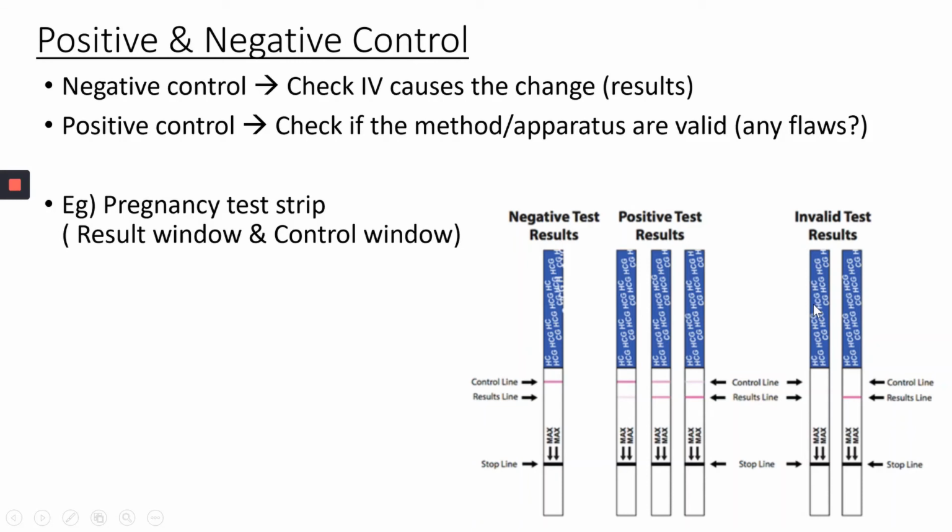The importance of positive control. The control line here is an example of the positive control, to check if your method or your apparatus is working. As you can see here, the invalid test is when the control line is not shown. So that's the idea of positive and negative control.